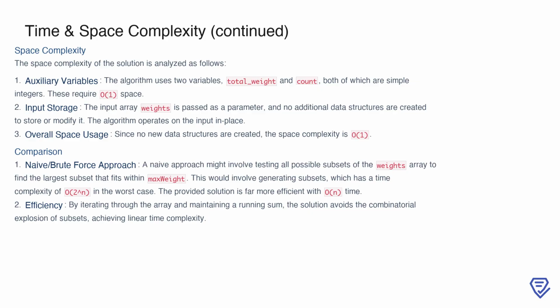Both of these are simple integers and require a constant amount of memory, or O(1), space. Additionally, the algorithm operates directly on the input weights array without creating any new data structures, meaning no extra memory is allocated for storage. As a result, the overall space complexity is O(1). To put this into perspective, a naive approach that tests all possible subsets of the weights array could have a time complexity of O(2 to the power of n), due to the exponential growth of subsets. In contrast, our solution avoids this by iterating through the array linearly and maintaining a running sum, making it far more efficient both in terms of time and space.